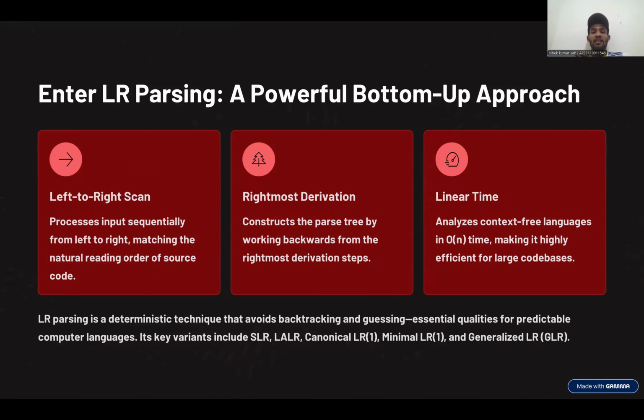LR parsing is a type of bottom-up parsing technique that reads input from left to right and constructs the rightmost derivation of the sentence in reverse. It is known for its efficiency because it can process input in linear time, meaning the time taken grows proportionally with the size of the input.